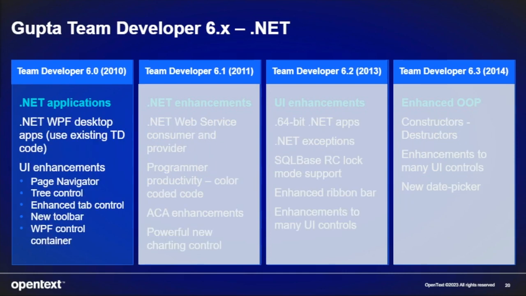Now, in detail, that means .NET WPF, Windows Presentation Foundation applications, which have the highest usability and flexibility in UX design and UX rendering. And we introduced a number of controls like Page Navigator, which is like the Outlook control. We have that tree control on the left side, and depending on what you click there, the right side changes. A tree control, enhanced tab control, a new toolbar, and the WPF control container, which basically is the follow-on to ActiveX on the Win32, Win64 side. So you could use the .NET controls as well.